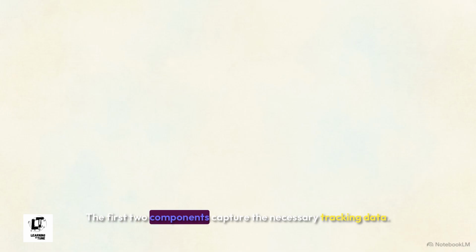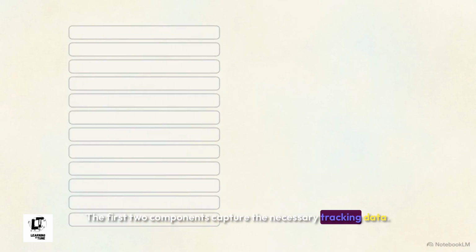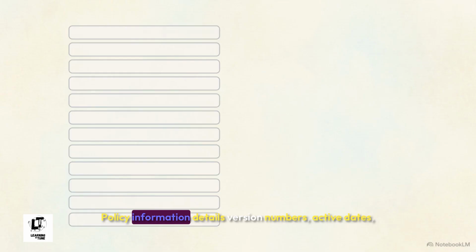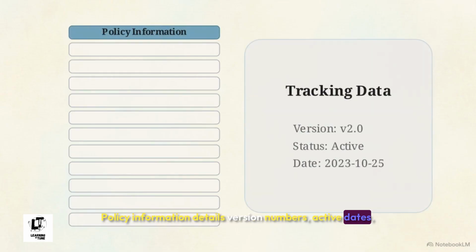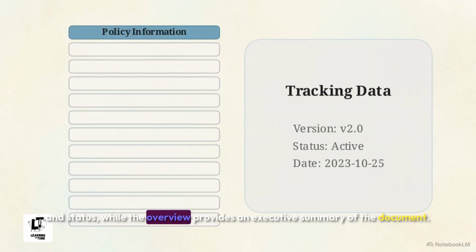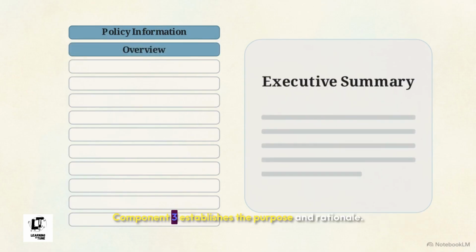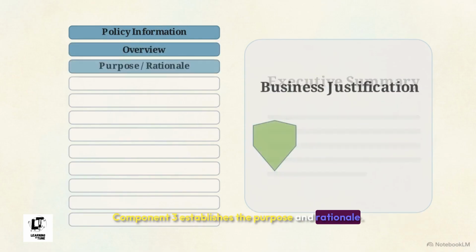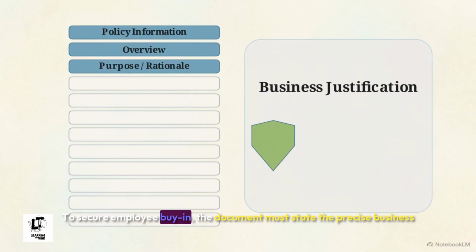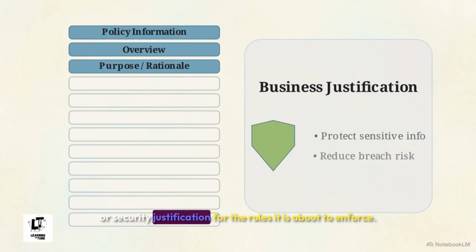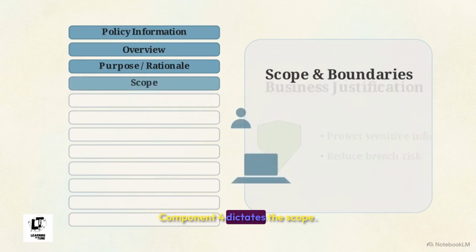The first two components capture the necessary tracking data. Policy information details version numbers, active dates, and status, while the overview provides an executive summary of the document. Component 3 establishes the purpose and rationale. To secure employee buy-in, the document must state the precise business or security justification for the rules it is about to enforce. Component 4 dictates the scope.